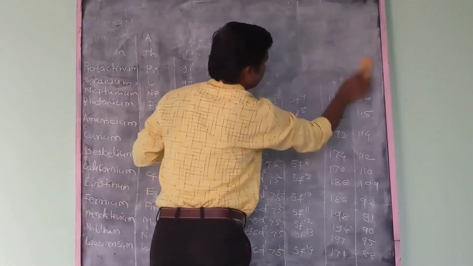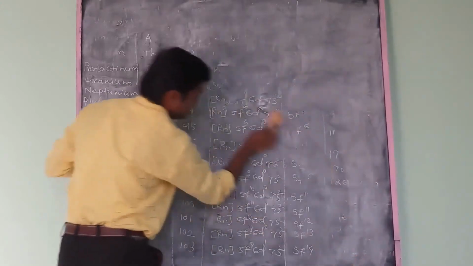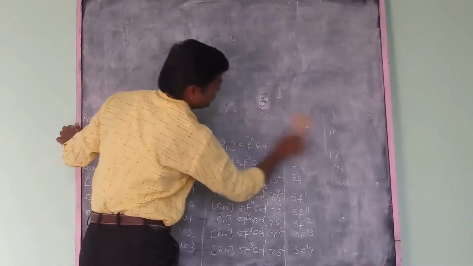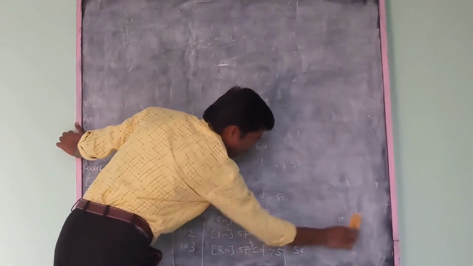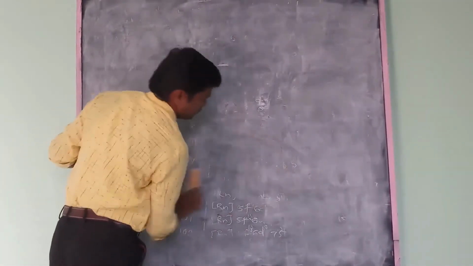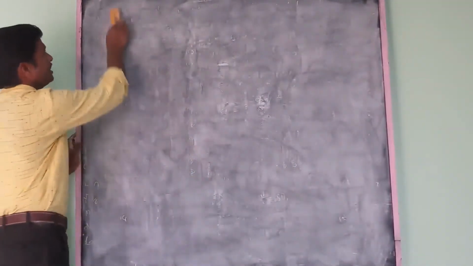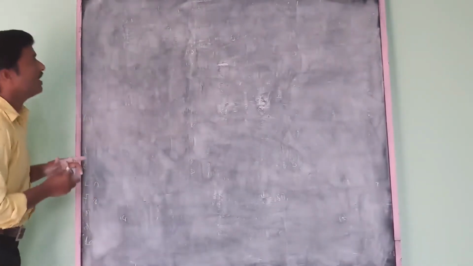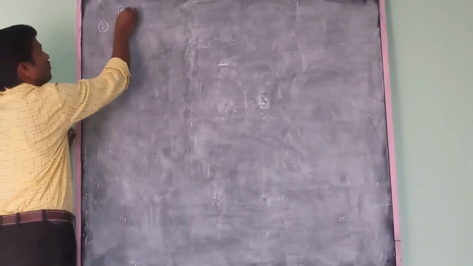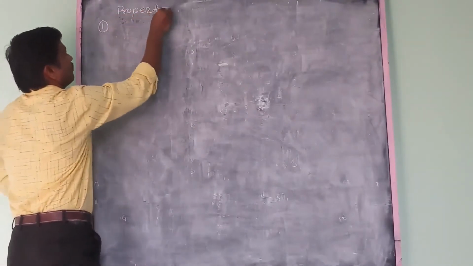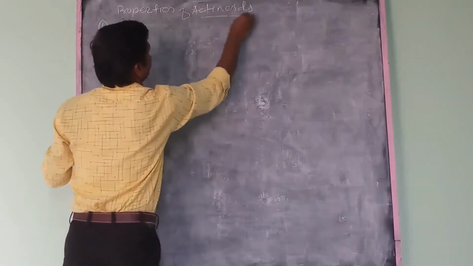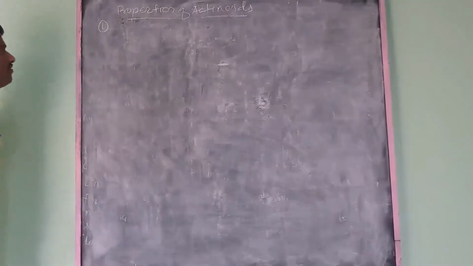The next point of the actinoid series is some properties of actinoids that we have to study here. What are the properties of actinoids? First, the properties are similar to those of lanthanoids.